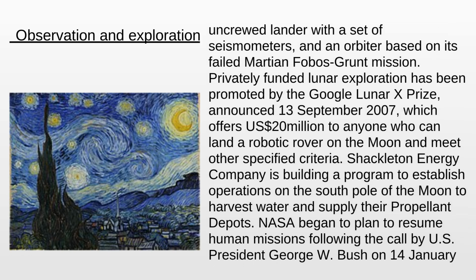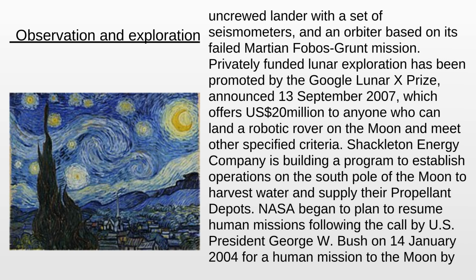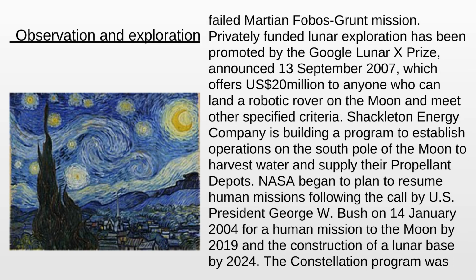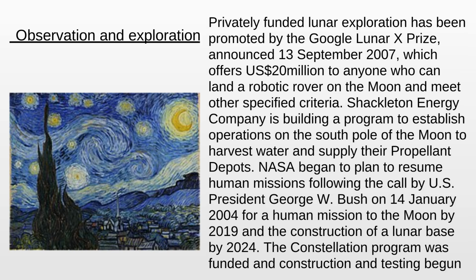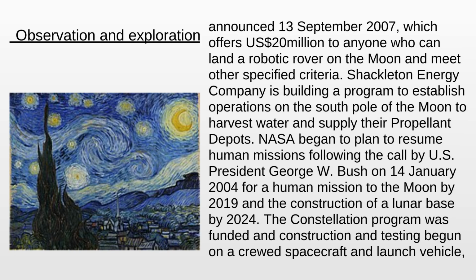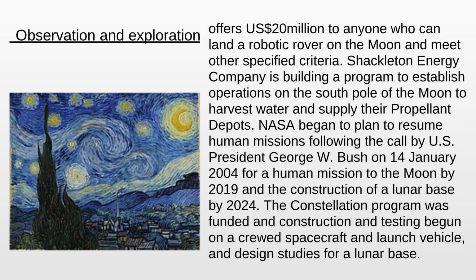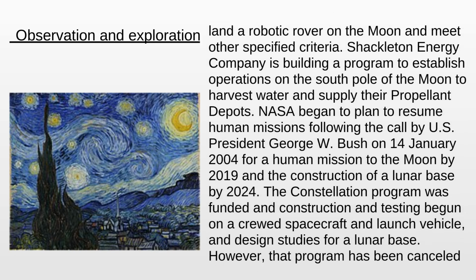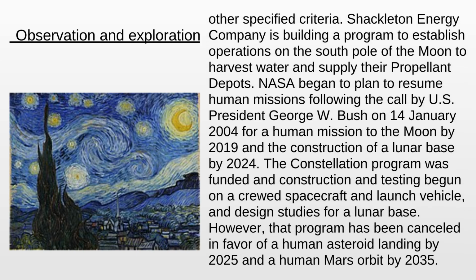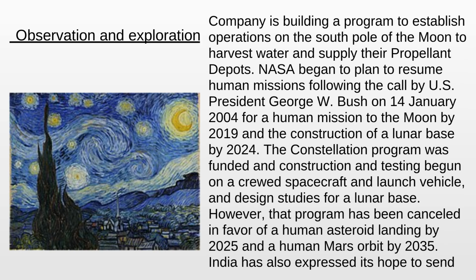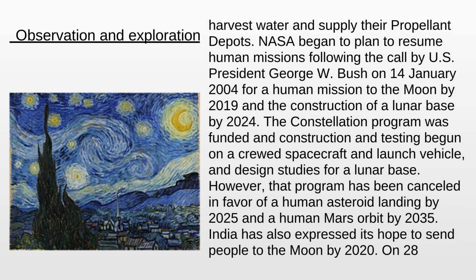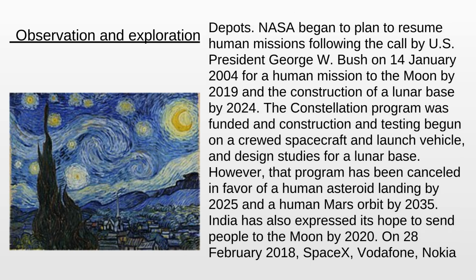Upcoming lunar missions include Russia's Luna Glob, an uncrewed lander with a set of seismometers, and an orbiter based on its failed Martian Phobos-Grunt mission. Privately funded lunar exploration has been promoted by the Google Lunar X Prize, announced September 13, 2007, which offers $20 million to anyone who can land a robotic rover on the Moon and meet other specified criteria. Shackleton Energy Company is building a program to establish operations on the south pole of the Moon to harvest water and supply their propellant depots.